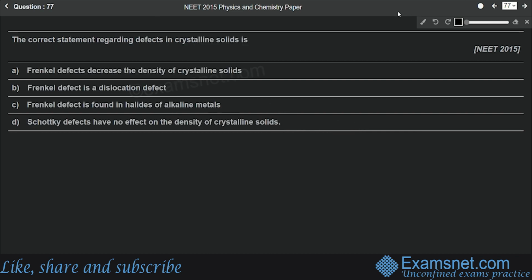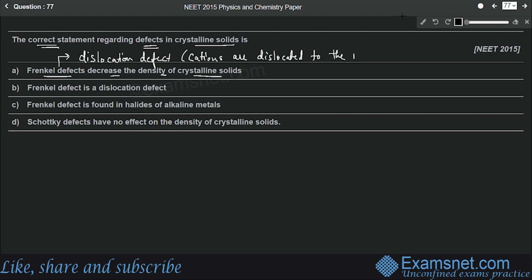Question number 77 is again from solid state, and the question is: the correct statement regarding defects in crystalline solids is. Option A, Frenkel defects decrease the density of the crystalline solids. So what is a Frenkel defect? It is a type of dislocation defect. What happens in a Frenkel defect? Smaller ions, mainly cations, are dislocated from their normal sites to the interstitial sites.